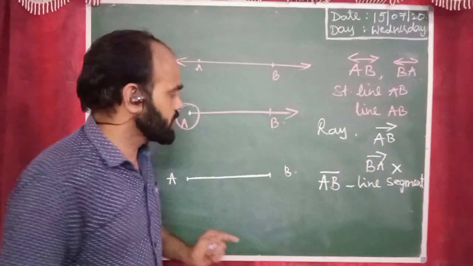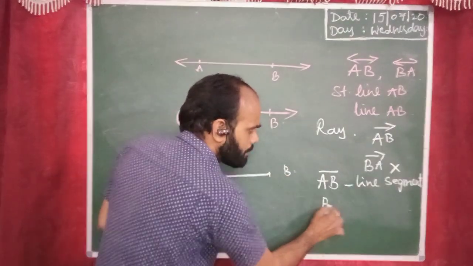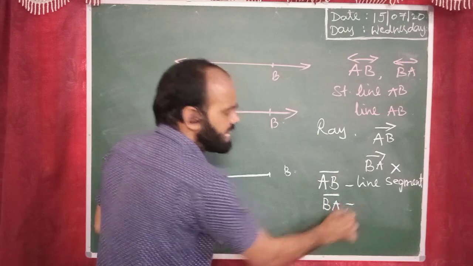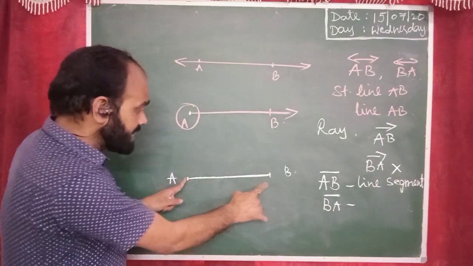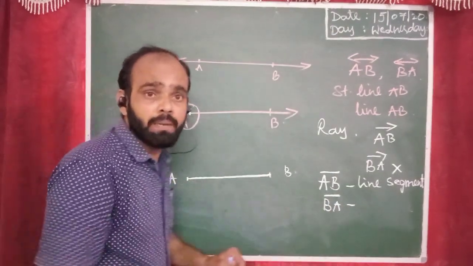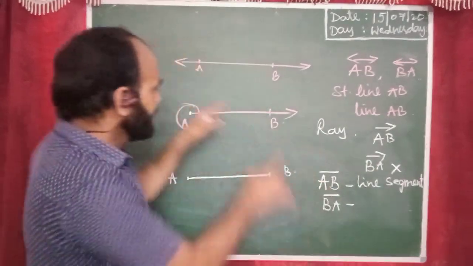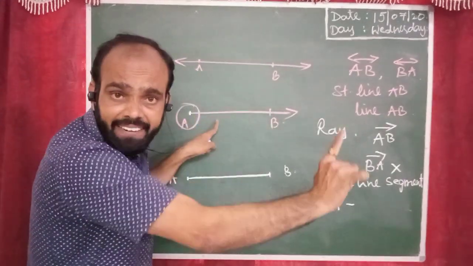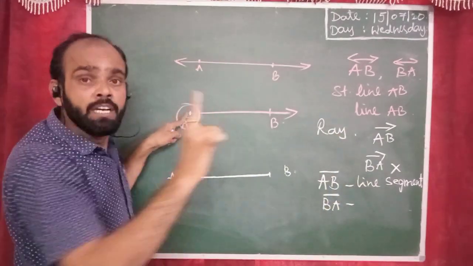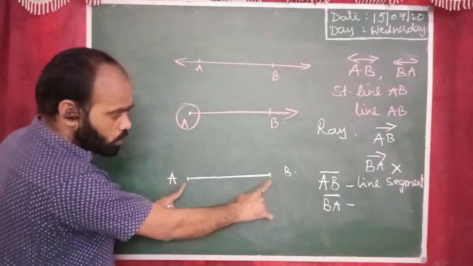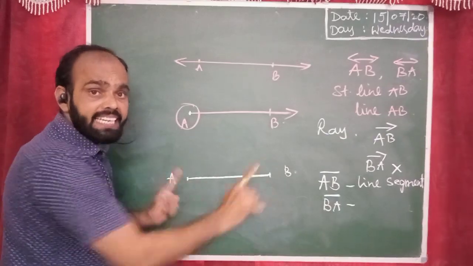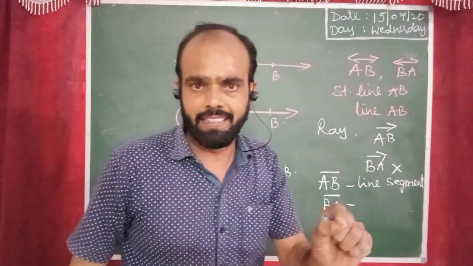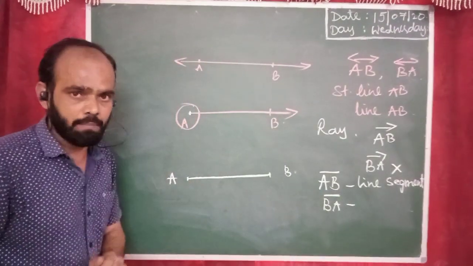Segment means a portion. So this is AB line segment, or you can write it as BA line segment. And remember, this BA line segment or AB line segment has a definite length. Here there is no definite length. Here also there is no definite length, but we have some information that there is one end point. Here we have two end points and it has got definite length. This is what we call line segment.